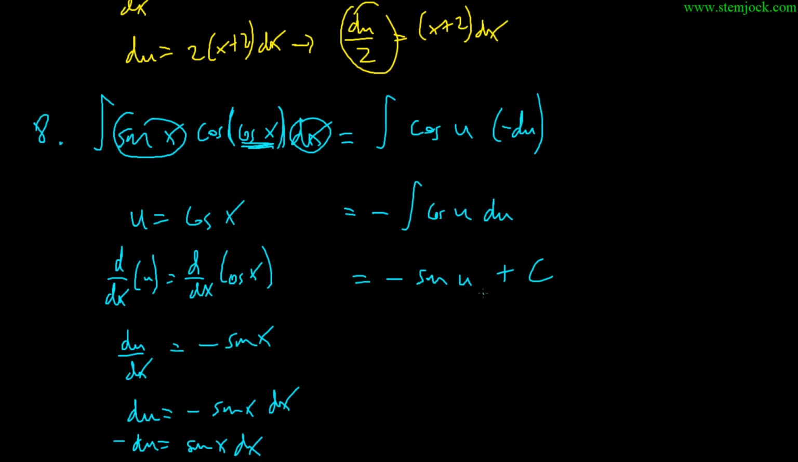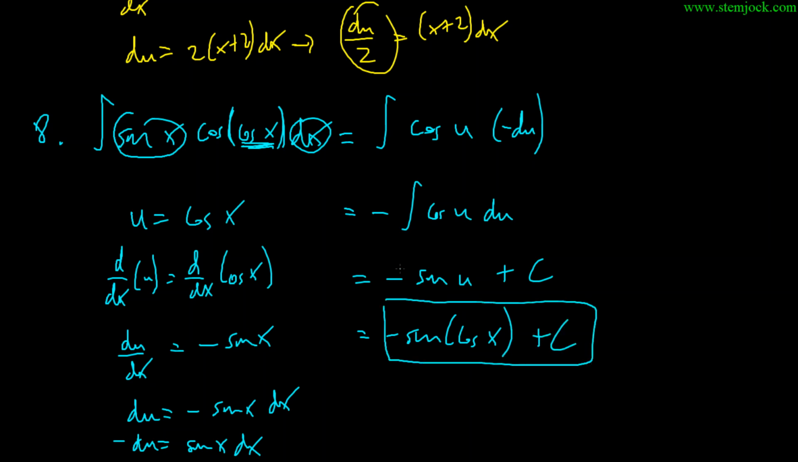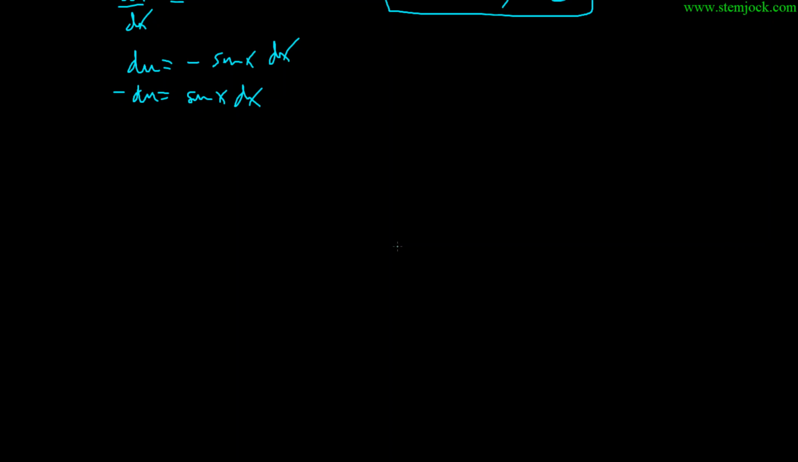And now that the integration is done, I change back to the original variable. So this is equal to negative sine of cosine x plus c. And that's our final answer. All right, moving on to number 9.